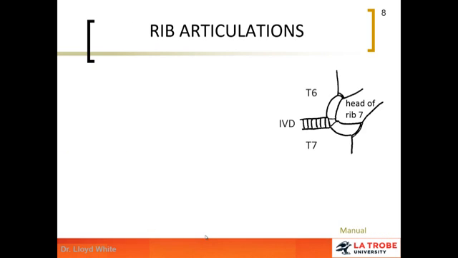So let's look at a schematic version of this. We can see the head of the 7th rib articulating onto demifacets on the T6 and the T7 vertebrae and onto the intervertebral disc. We have the joint capsule closing off that synovial joint so the synovial fluid can't escape. We also have an intra-articular ligament attaching the head of the rib to the intervertebral disc.